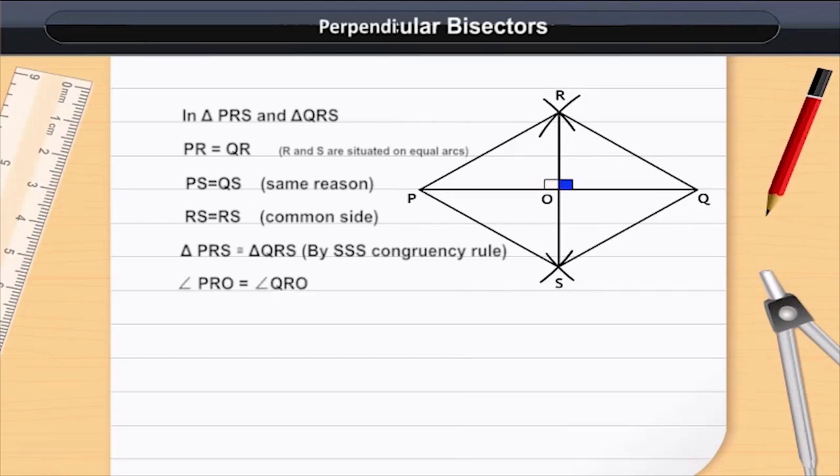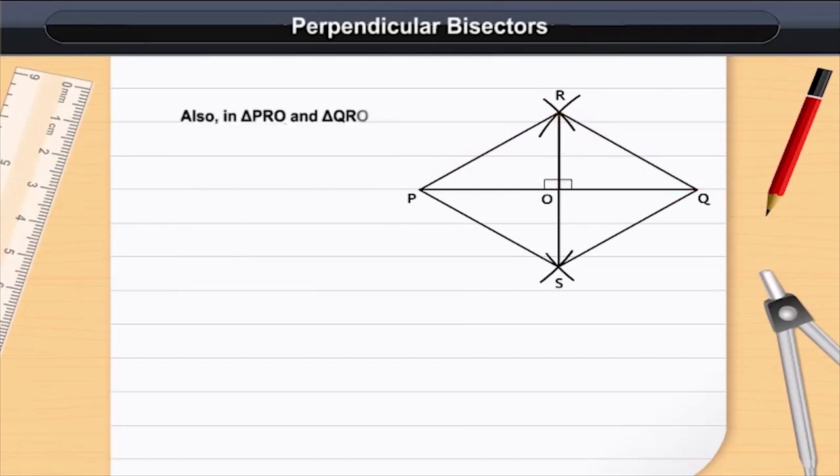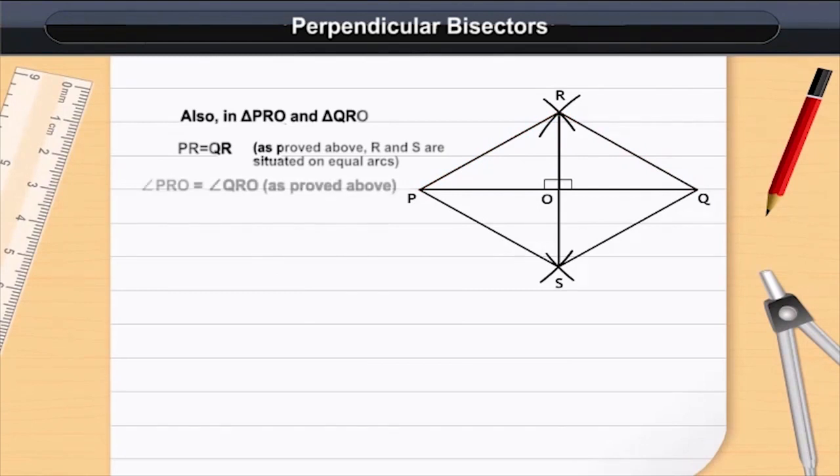That means angle PRO should be equal to angle QRO, because they are the corresponding angles of two congruent triangles. Recall arcs of equal radii. Angle PRO is equal to angle QRO, as proved above, and the line RO is common. Therefore, triangle PRO is congruent to triangle QRO by SAS congruency, because their two sides and the angle between them are equal.